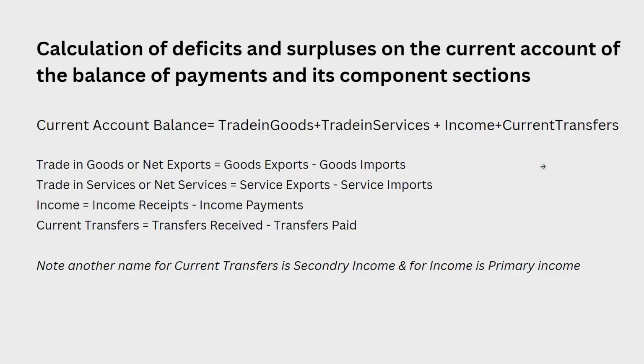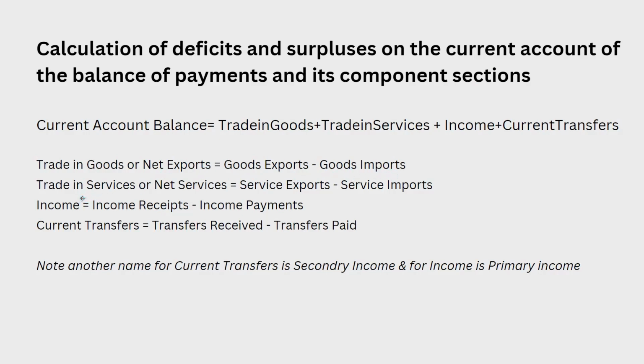Next, we have the calculation of deficits and surpluses on the current account of the balance of payments and its component sections. So the current account balance is made up of 4 things, which is trade in goods, trade in services, income, and current transfers. This is the formula for current account balance. Now we have how to calculate the components for trade in goods, which is also called net exports. So in your examination, either they could write trade in goods or they could write net exports. So don't get confused by this. It's basically just exports minus imports.